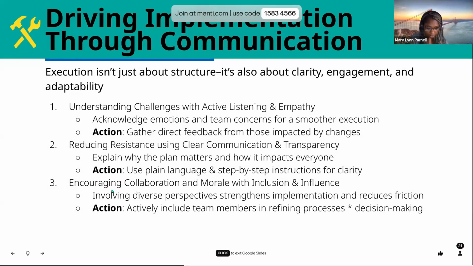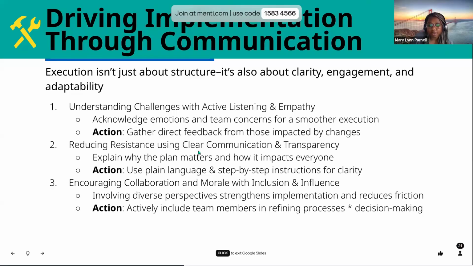The last part for driving implementation, before we get into some SMART practicing, is communication. Execution isn't just about structure, it's about clarity, engagement, and adaptability. So we really need to understand the challenges with active listening and empathy. We need to acknowledge emotions and team concerns for smoother execution. And what is the action we take? It's gathering direct feedback from those impacted by the changes. This is called stakeholder management. Another way to look at it is that they're part of the process.